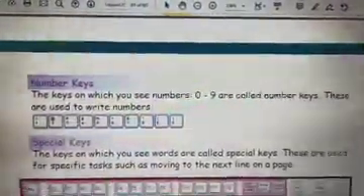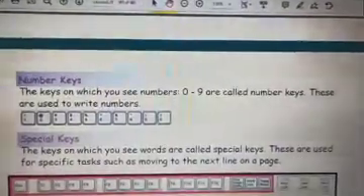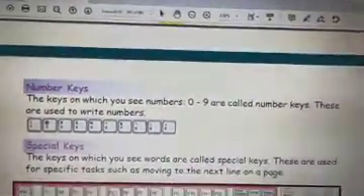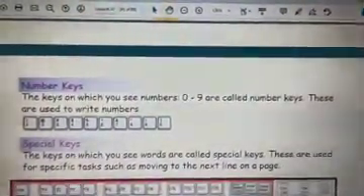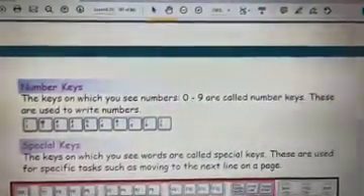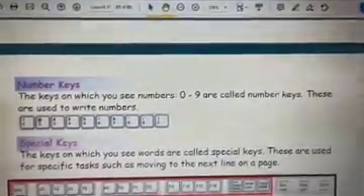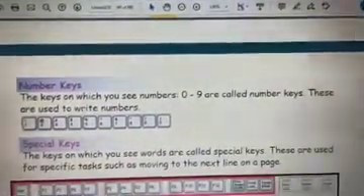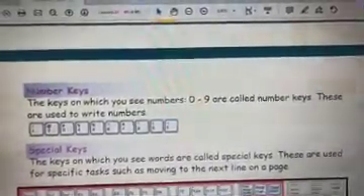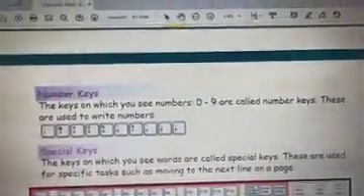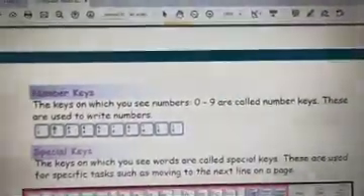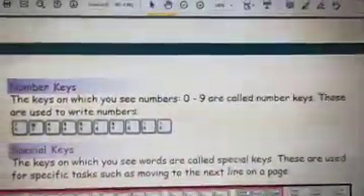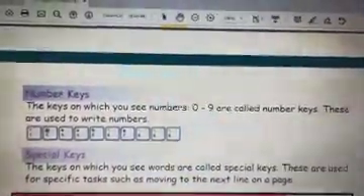Next are the number keys. The number keys, it is easy. Whenever we see numbers written on the keys, those are called number keys. So the numbers are from 0 to 9, and whenever we have to type numbers on the screen, we use number keys.